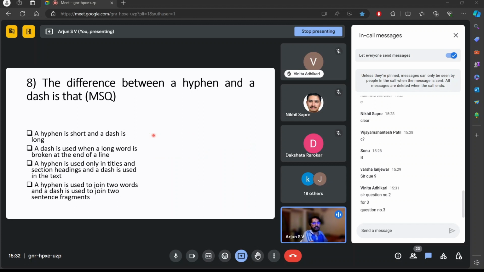Question number 8. The difference between a hyphen and a dash: two options are valid. A hyphen is short and a dash is long, option A. And a hyphen is used to join two words and a dash is used to join two sentence fragments. So, options A and D.